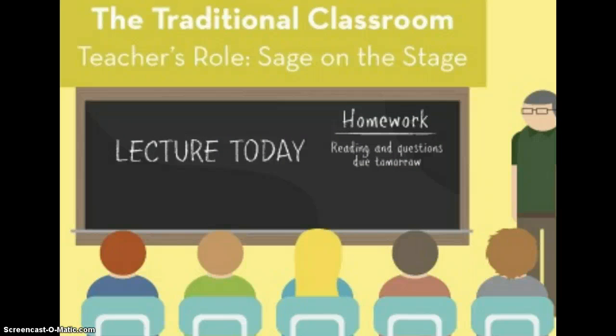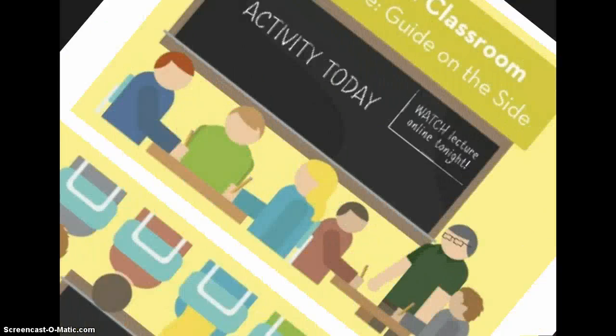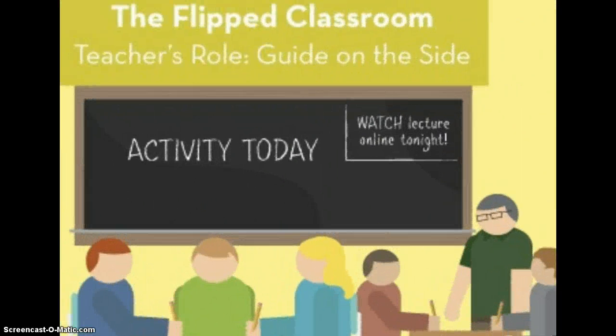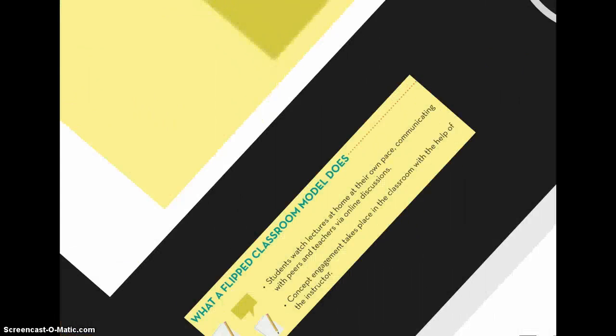The traditional classroom, where the teacher is the sage on the stage, and for homework you do reading and you do questions, we're flipping that. And now, instead of the teacher's role of sage on the stage, you're going to be the guide on the side. Look at that. Activity today: watch the lecture online tonight, and then tomorrow we'll come in the classroom and we'll really learn it in depth together. This allows the student to really investigate the subject matter in depth, and it'll allow you more time to spend with them.